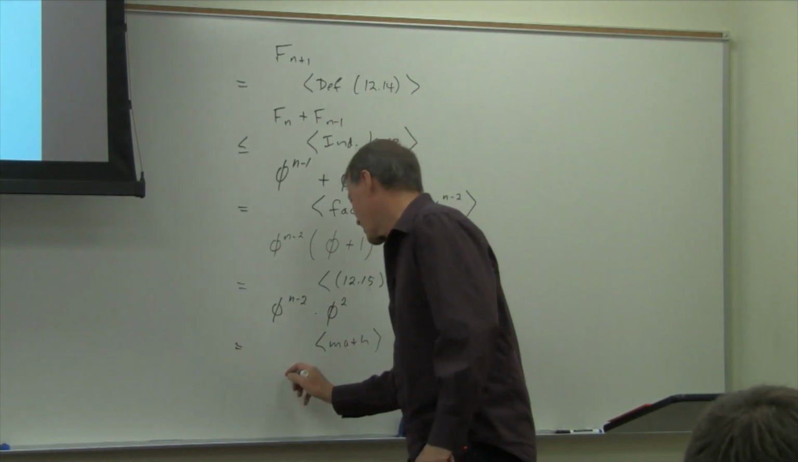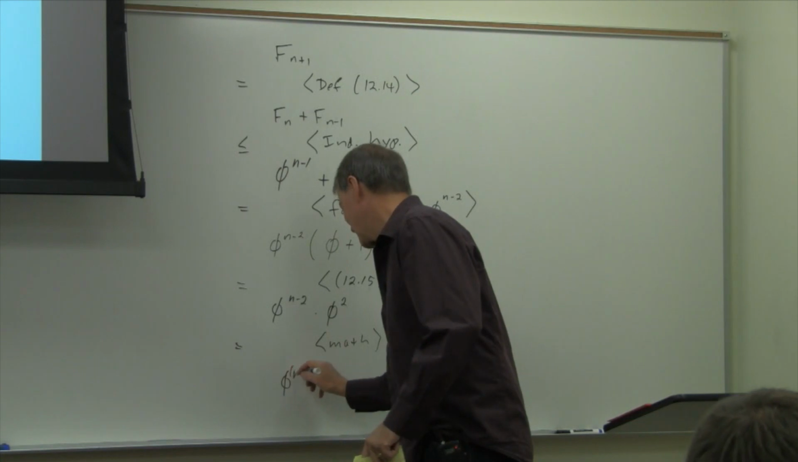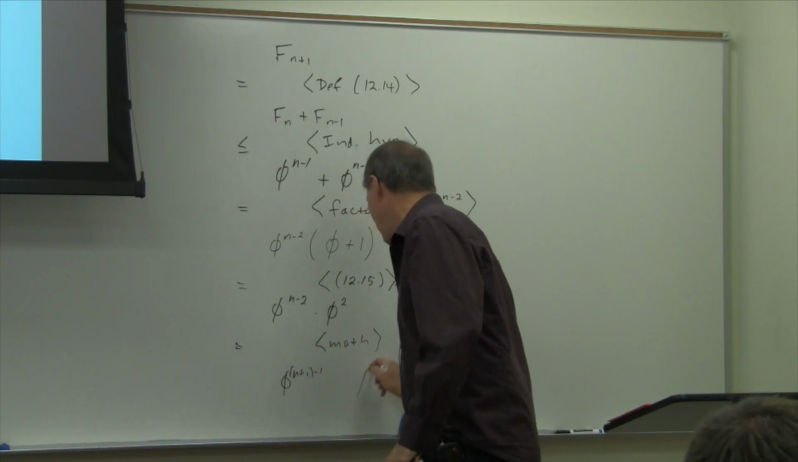And another way to write phi to the n is phi to the n plus 1 minus 1. Boom, we're done.